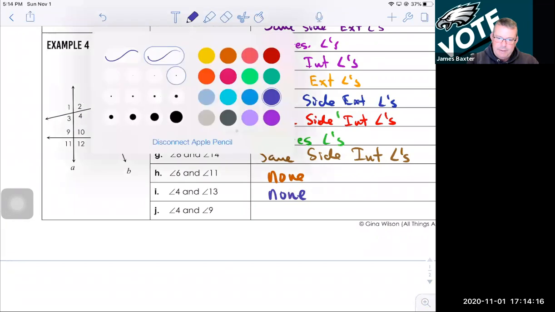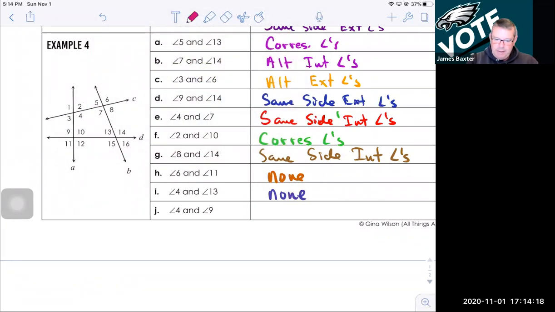And then last but not least, we got 4 and 9. So there's 4, there's 9. The line that creates this grouping and this grouping is this line right here. That is my transversal. Let's see how much I can get rid of here. There you go. So 4 and 9, both on the inside, and they're both alternating. So it'd be alternating interior angles.